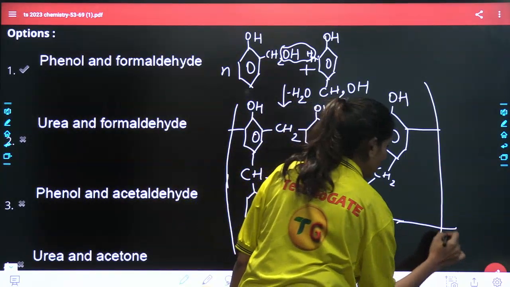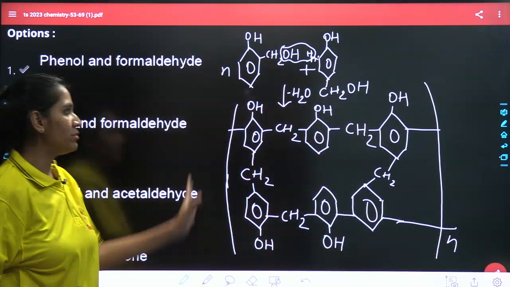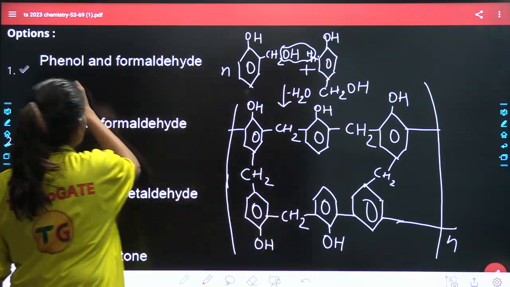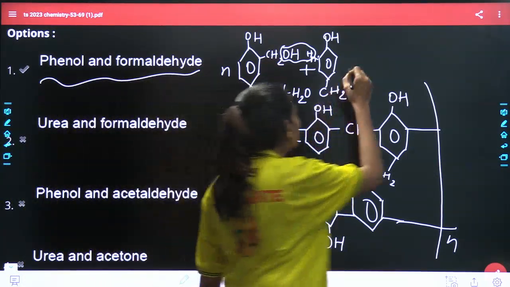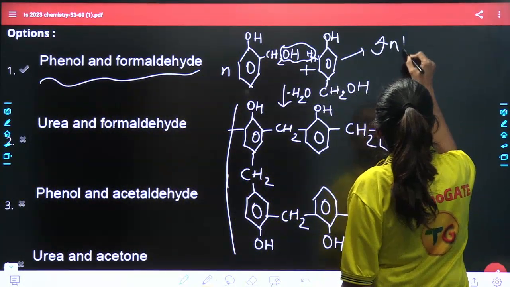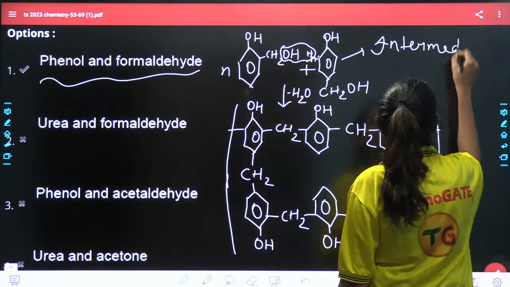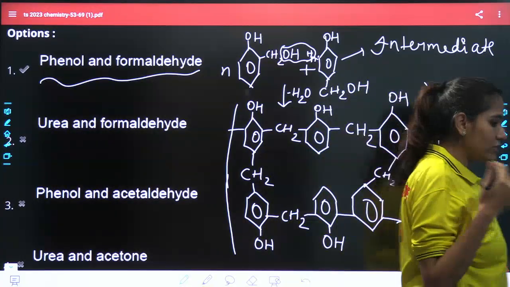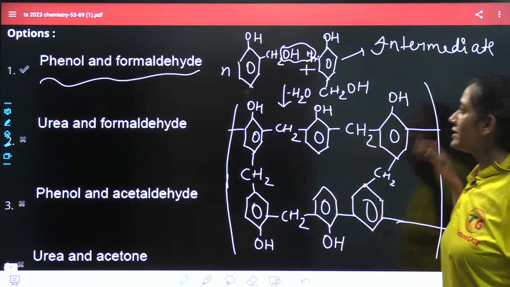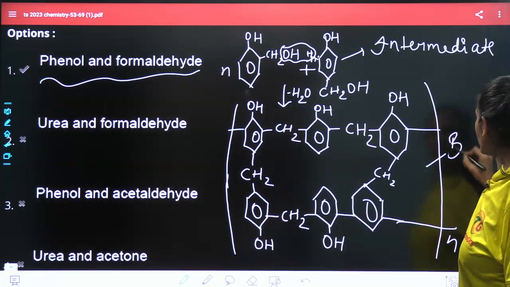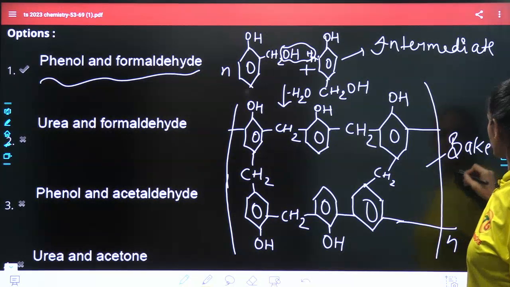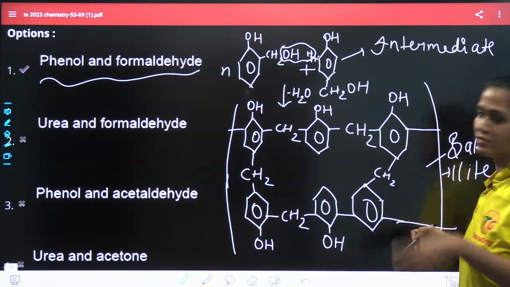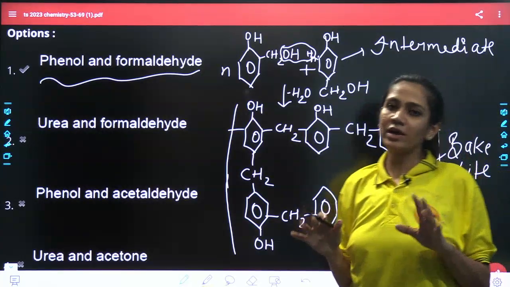And in this way, cross-linked polymer bakelite would form. Okay, so this is a polymer of what? Phenol and formaldehyde. First an intermediate, that is ortho and para hydroxy benzyl alcohol, is formed, and then they condense together, and with the loss of water this bakelite is formed. This is bakelite, cross-linked polymer bakelite, and it is having what? Cross linkages. Okay, these are cross linkages. Clear? Okay, next question.